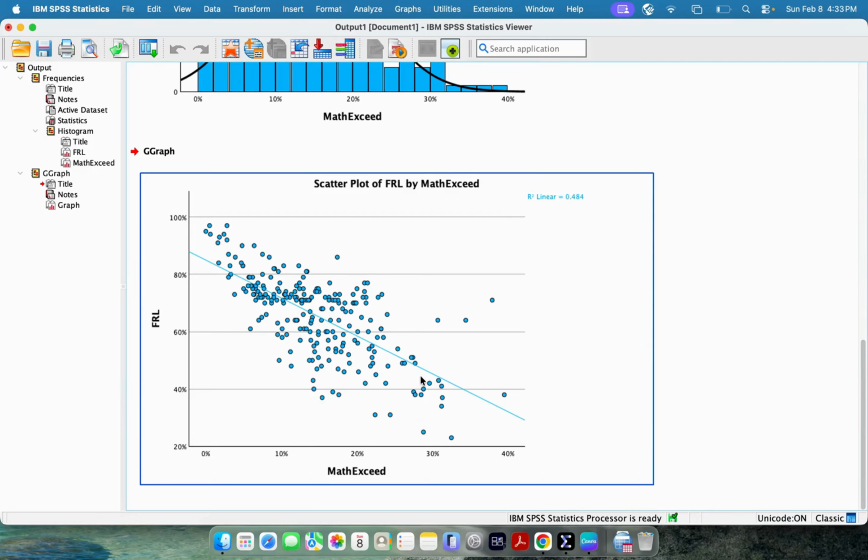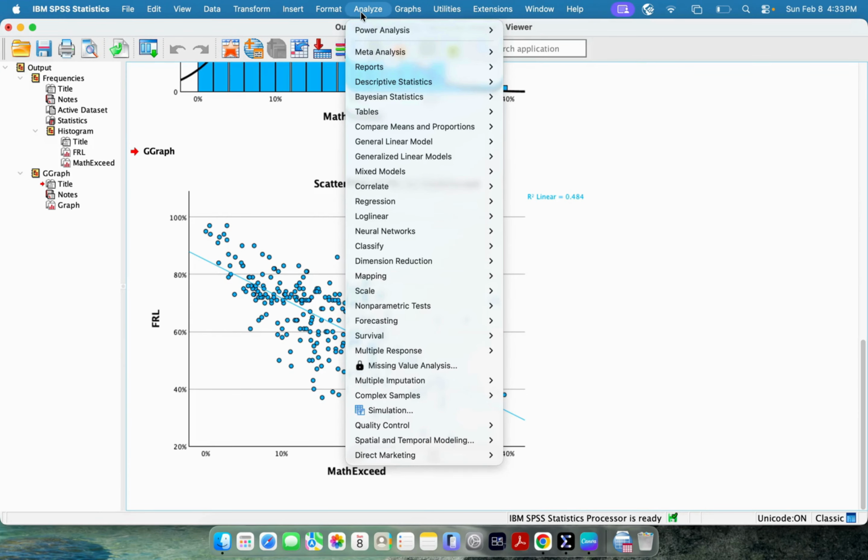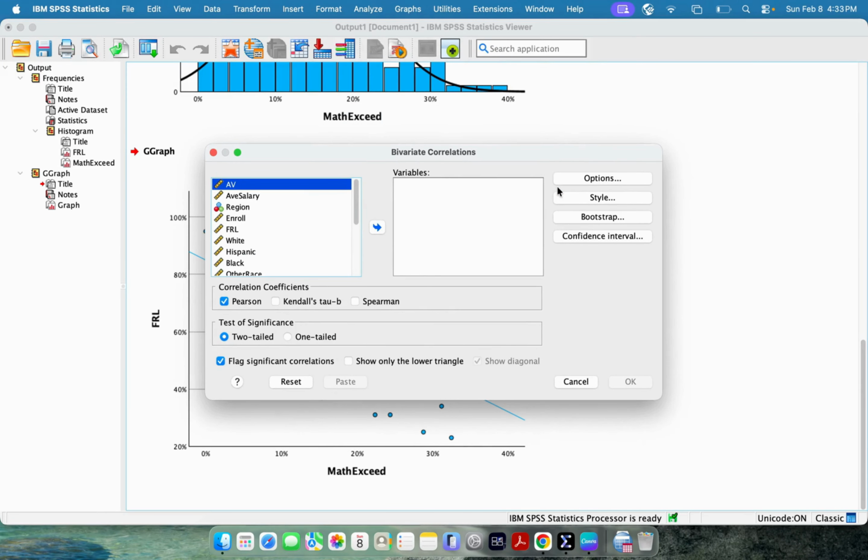So next, I'm going to run the Pearson correlation. I'm going to select Analyze, Correlate, and Bivariate. In the dialog box, I'm going to move free and reduced lunch percentage into the variables. And I also am going to do my math exceeding into my variable box. I'm going to make sure that Pearson is checked and that I have a two-tailed test of significance and that flag significant correlations is checked. And I'm going to click OK.